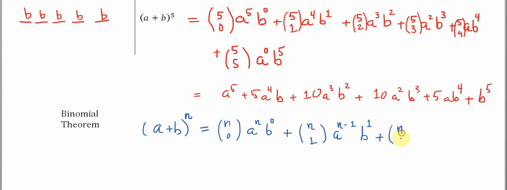And then n choose 2, where the first factor loses a power, the second one gains a power, and we continue this on until we get to the very end where you have n choose n, right? And the a goes all the way down to 0, and the b is raised to the power n. Okay. So there you have it, the binomial theorem.